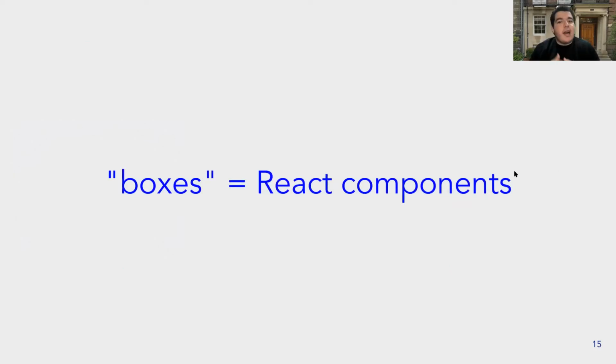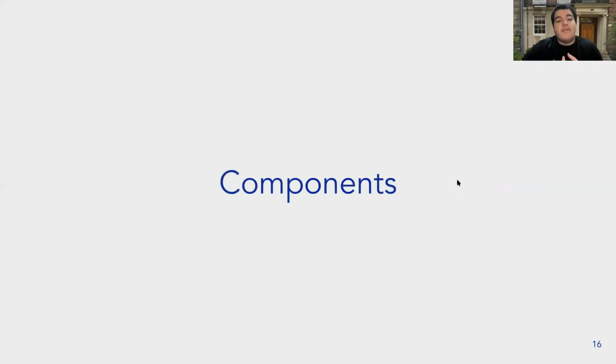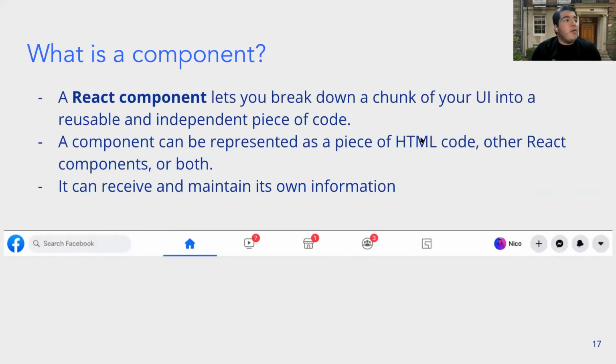So you'll hear about components a lot throughout the course of this class, and that's at the heart of React. So this is the first big term, and we'll define it a little bit more. A React component lets us break down a chunk of our UI into a reusable and independent piece of code. It can be represented as a piece of HTML code. It can also be comprised of other React components or a mix of both, right? And the one key thing about it is that React components can receive and maintain their own information, right?